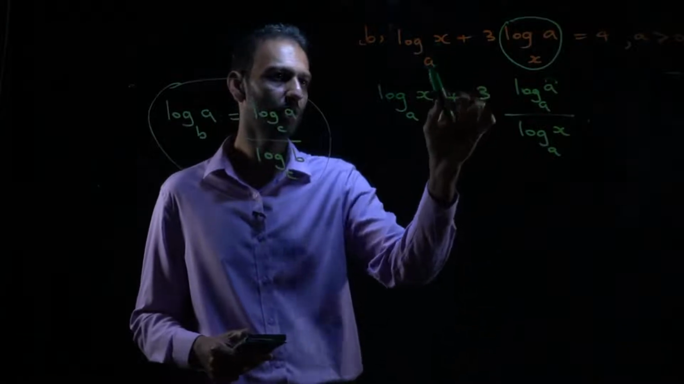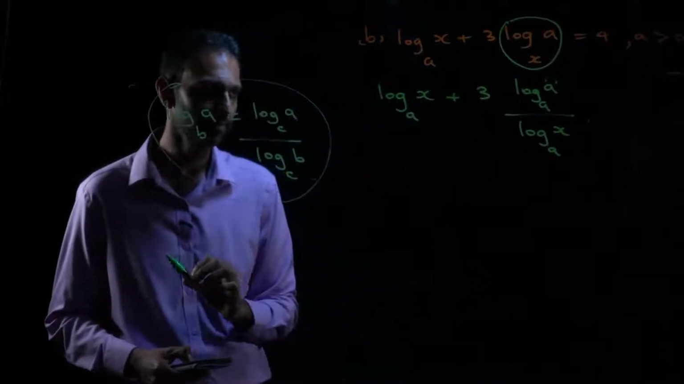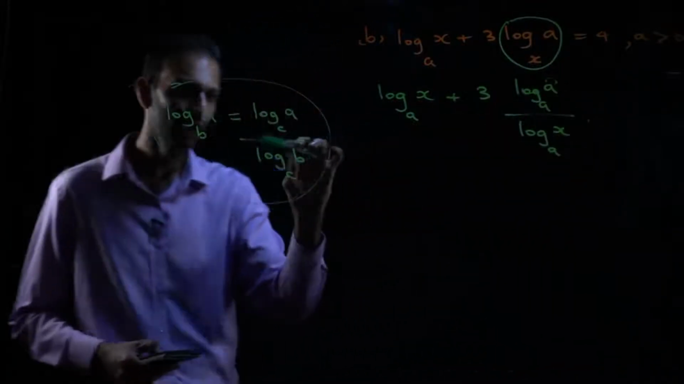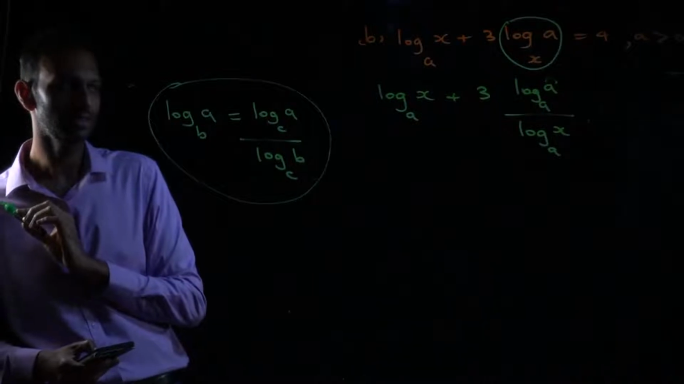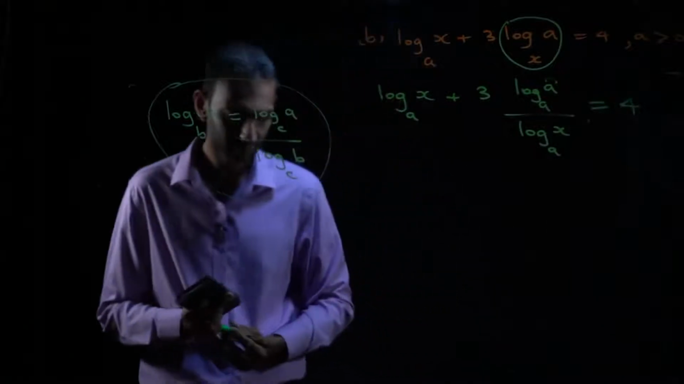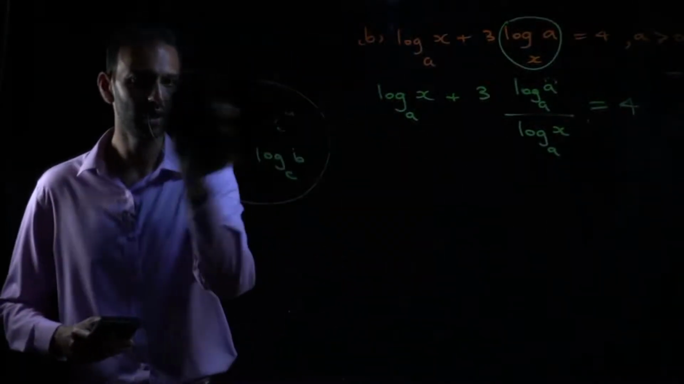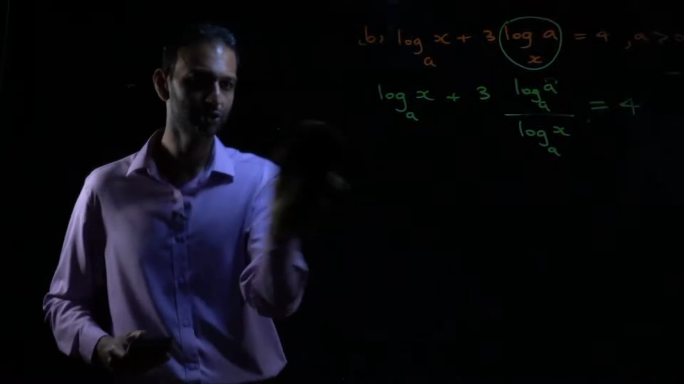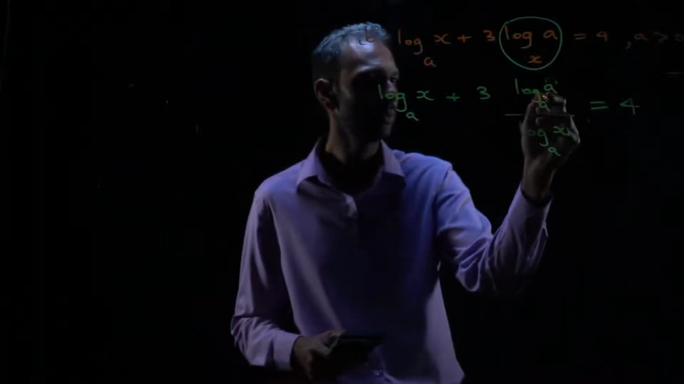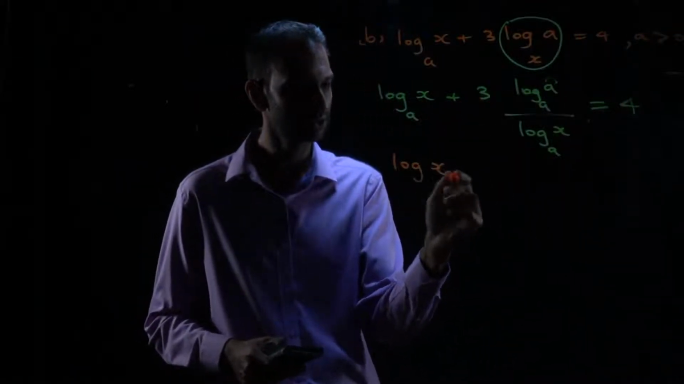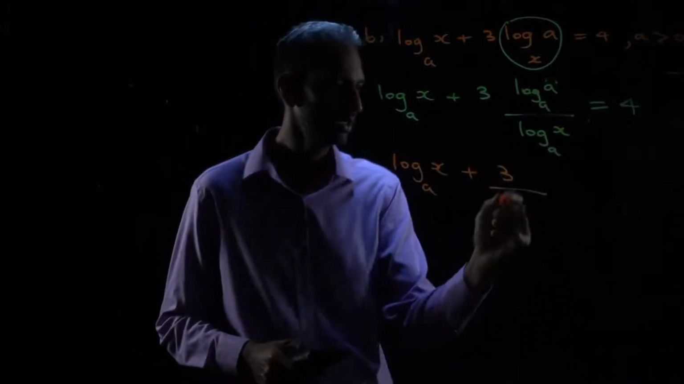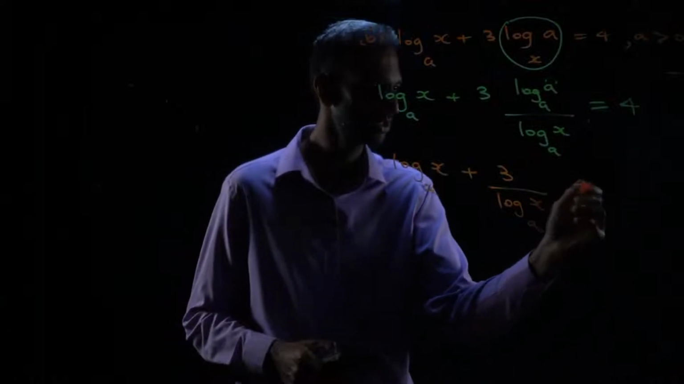So here we are not changing the base, it's still log of x to base a. This one is log of a to base a divided by log of x to base a because we are using the formula for change of base. Let us now complete the equation, which is equal to 4. I'll erase the formula, assuming that this is trivial for you. Now, if you look at it, log of a to base a is 1. So we have log of x to base a plus 3. What is log of a to base a? 1 divided by log of x to base a, which is equal to 4.